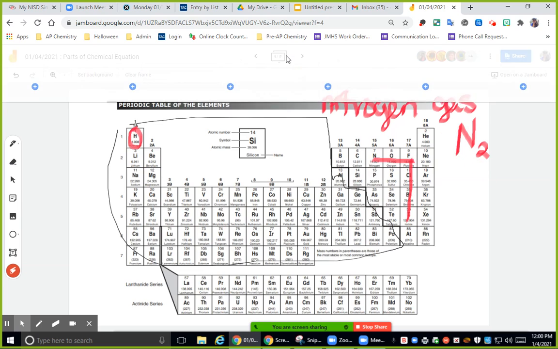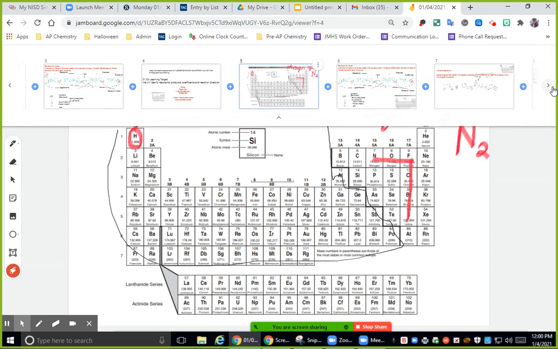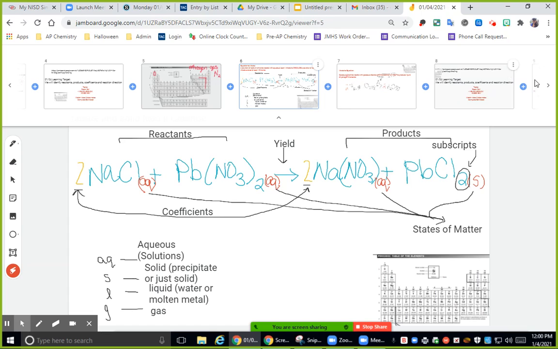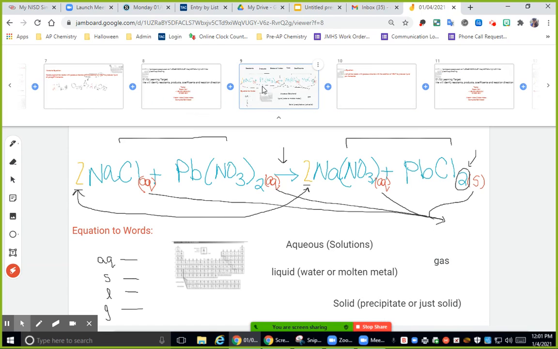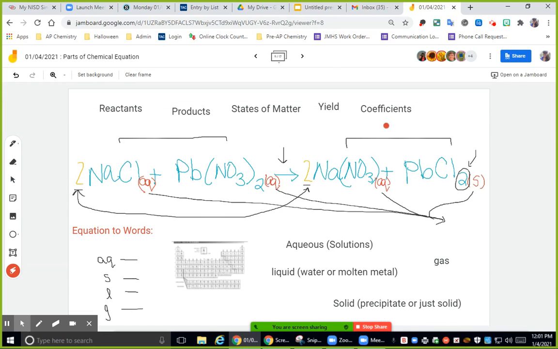Okay, I'm going to go back over to slide 9 with you guys if you're still on that one. Okay, so now we're going to kind of fill in what these different parts are, and we're going to refer to the periodic table in just a second. So first, we've got things on the left-hand side of this arrow. So we have these guys written out, and then we have these guys written out, and there's an arrow in between, kind of like an equal sign.